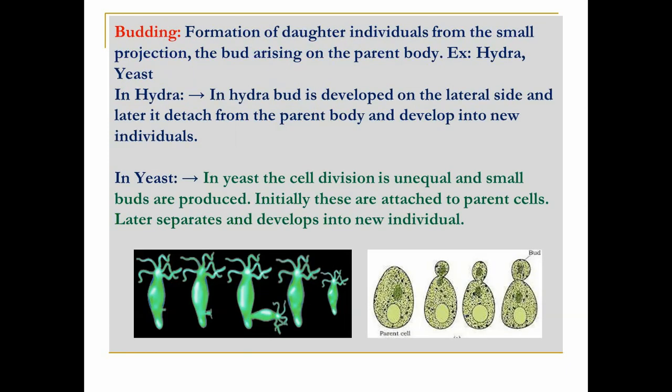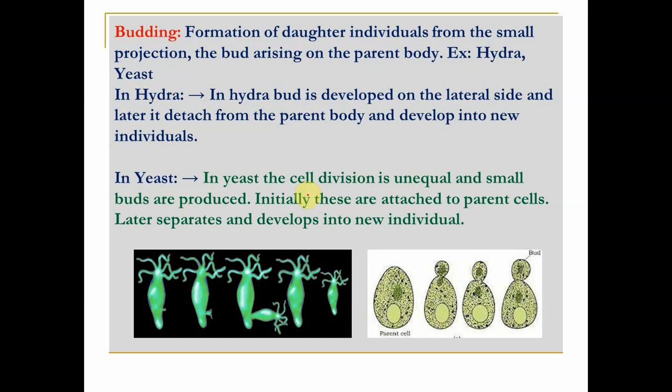Now budding, the second type of asexual reproduction. What is budding? It is the formation of daughter individuals from a small projection, that is a bud, arising on the parent body. This is the most important word, bud, hence it is called budding. There are many examples, like hydra and yeast. In hydra, the bud develops on the lateral side, as shown in the figure. This is the initiation of development of the lateral bud, which gradually develops in the form of the parent body, and finally detaches from the parent body and develops as a new individual.